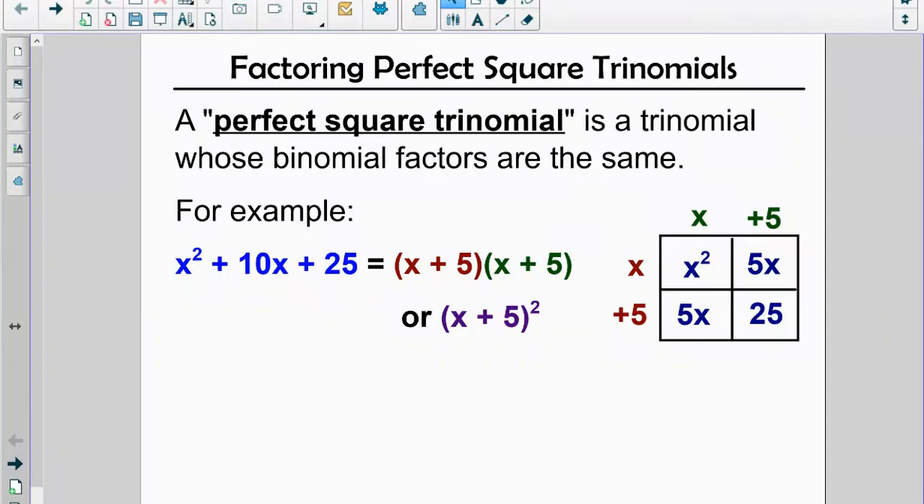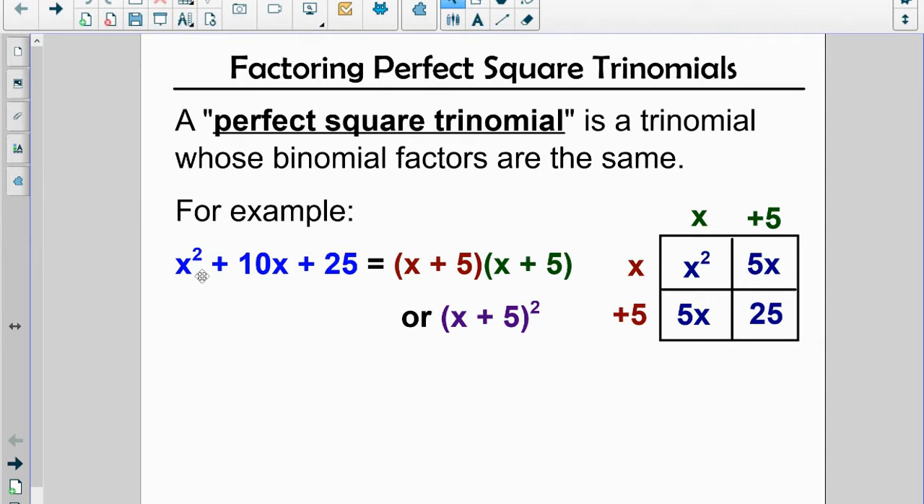All right, our second type of special factoring for polynomials is when we factor a perfect square trinomial. So you might be wondering, well, what do I mean by a perfect square trinomial? So here's our definition up on the screen. It's a trinomial whose binomial factors are the same.